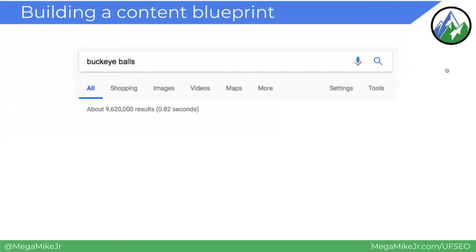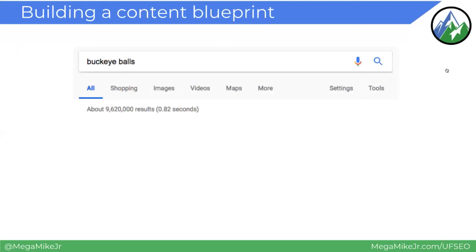So if I'm looking at Buckeye Balls, I noticed that we already identified there's a 4,400 monthly search volume for Buckeye Balls, according to Google's Keyword Planner. And now we've identified the competitiveness by saying, oh wow, there's 9,620,000 results for Buckeye Balls. Now that may be a little bit much. We can't expect to actually rank for that in a decent amount of time.